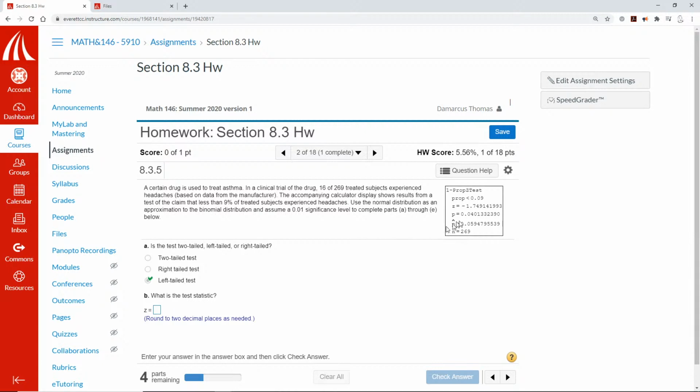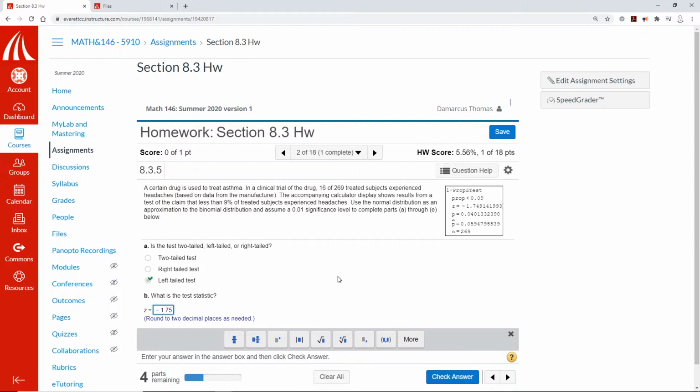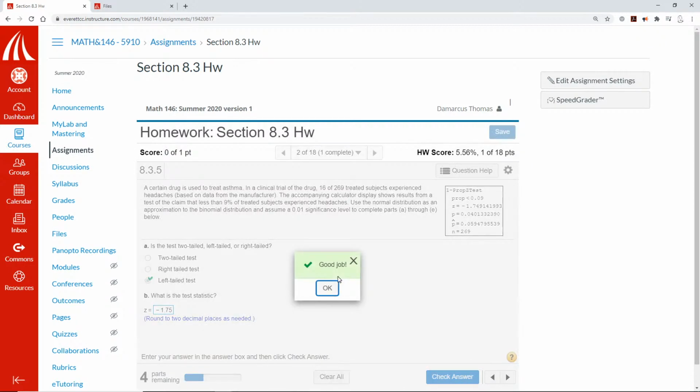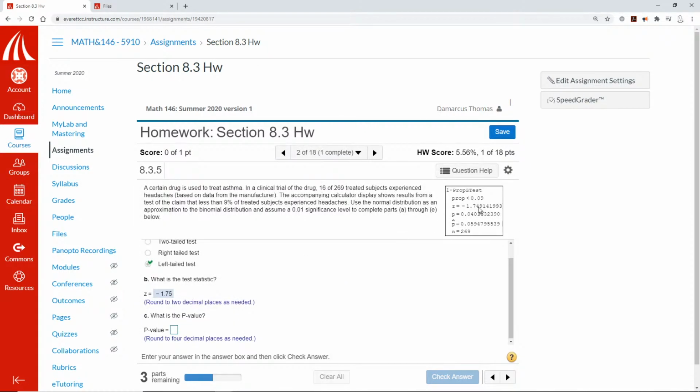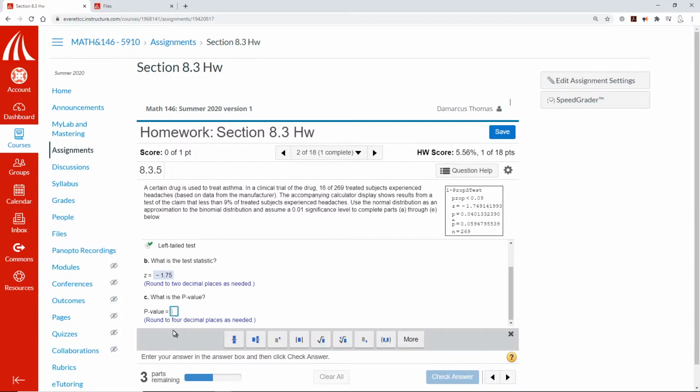What is the test statistic? Well, that's the Z. They gave it to us, negative 1.75. It should be good. What's the p-value? The p-value is going to be 0.0401. That is right underneath the test statistic.